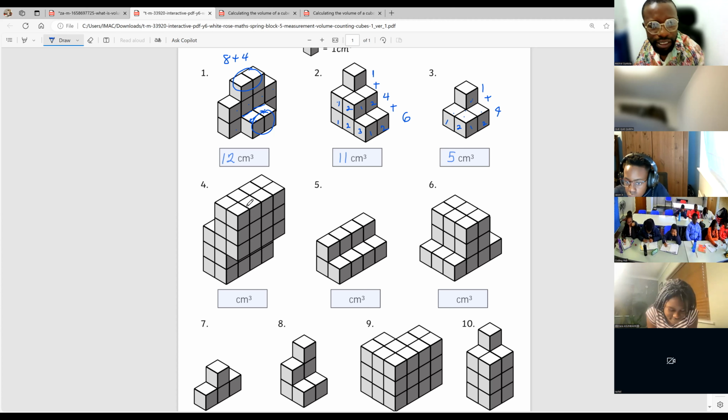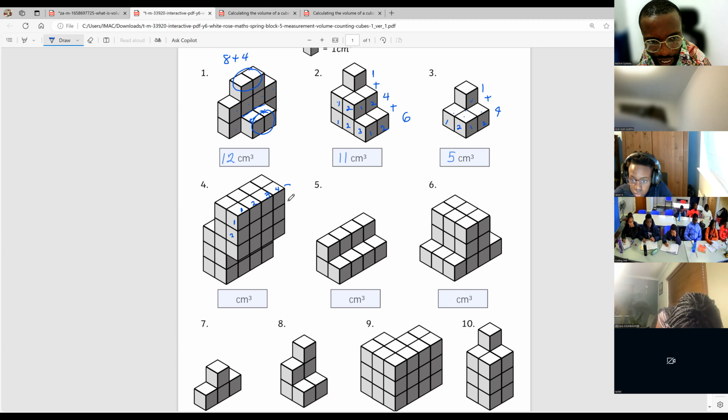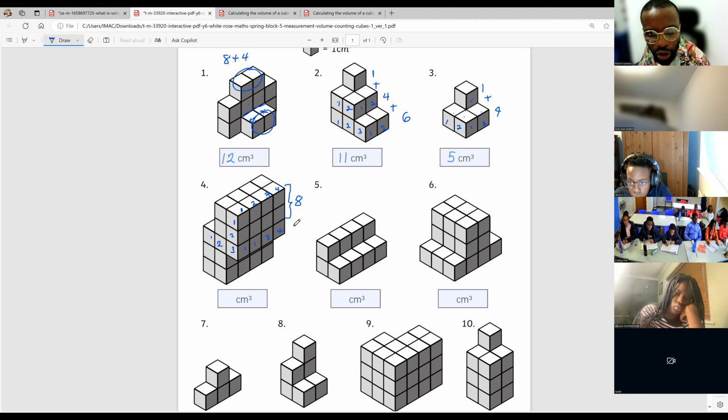So let's see, we have 1, 2, 3, 4 and we have 1, 2. This layer, there are 8 cubes. That is 2 times 4, that is 8. So for this layer, 1, 2, 3 and 1, 2, 3, 4. So for this, 3 times 4 is 12.